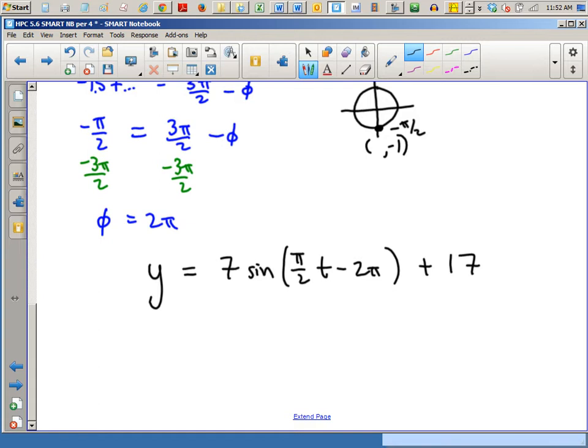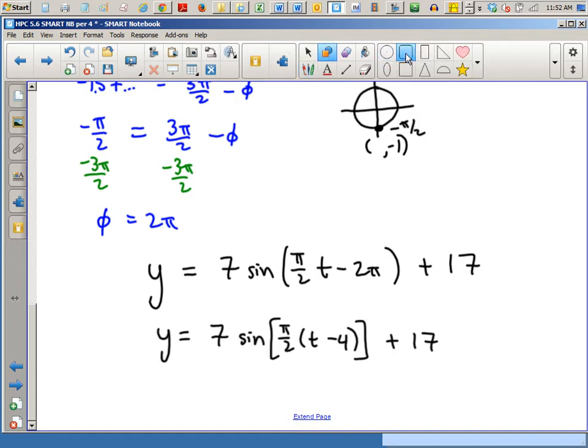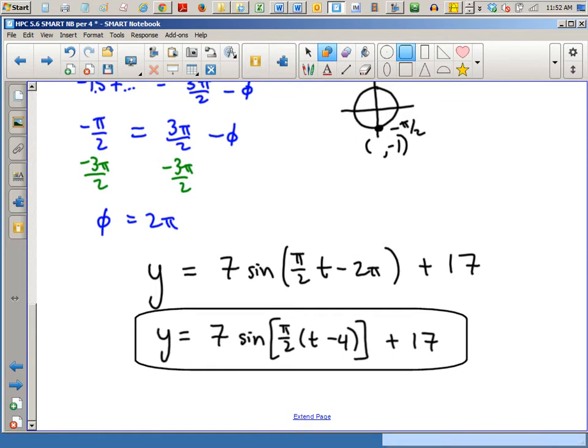And remember, I had asked you to write your final answer with the omega factored out. So we're going to actually write it like this: 7 sine of pi over 2 times t minus 4, plus 17. All right.